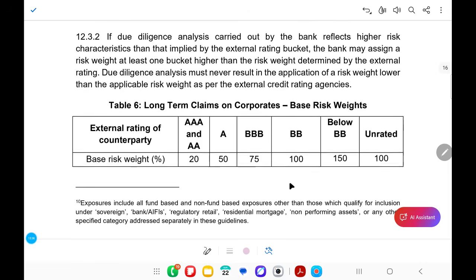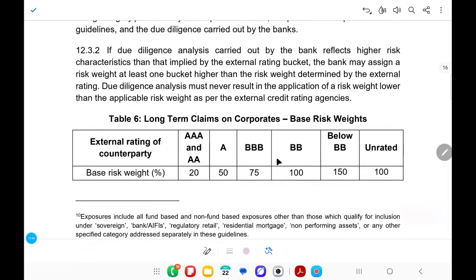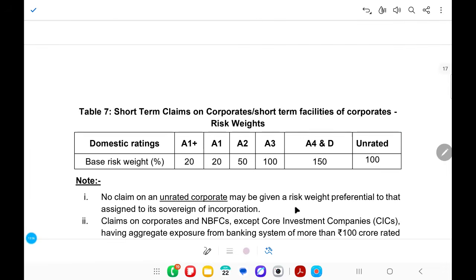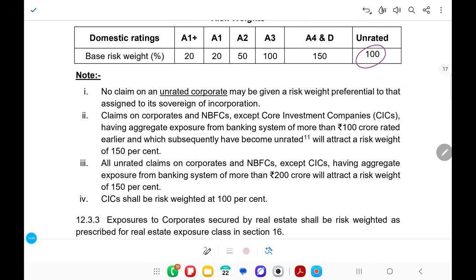Right. One important point to note here in this table is that the unrated class has been given a risk weight of 100%, under the long-term claims and also under the short-term claims. But friends, there are important points to note before you blindly assign a risk weight of 100%. There are strict rules which apply to unrated corporate exposures to prevent risk underestimation. So what are those rules which are very important to note down?